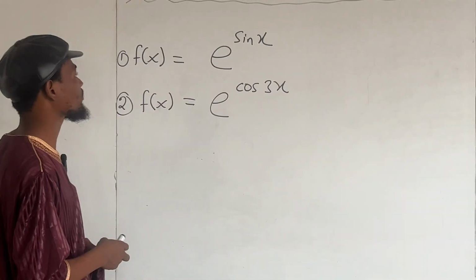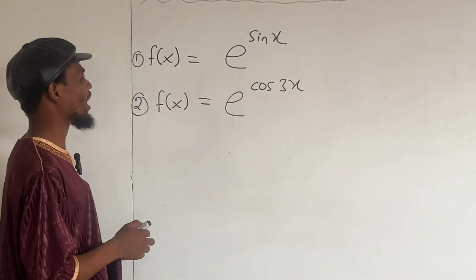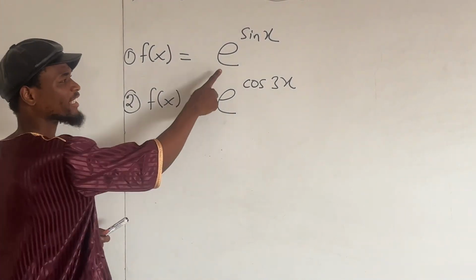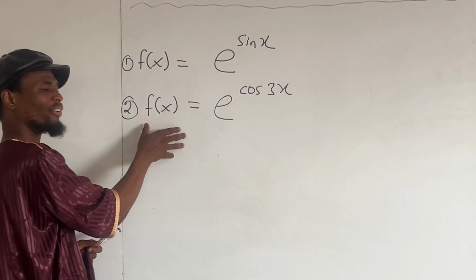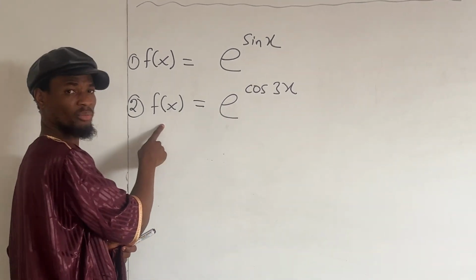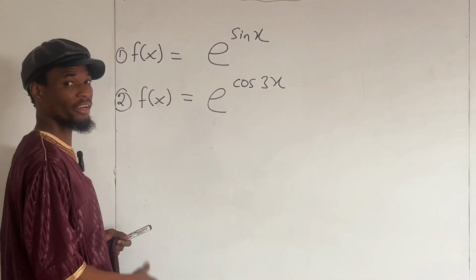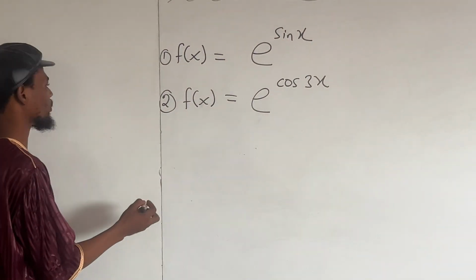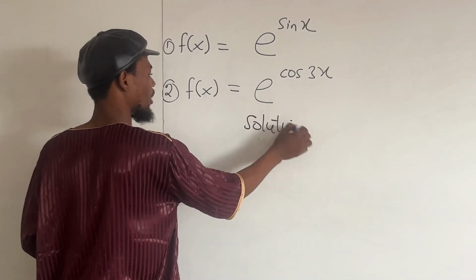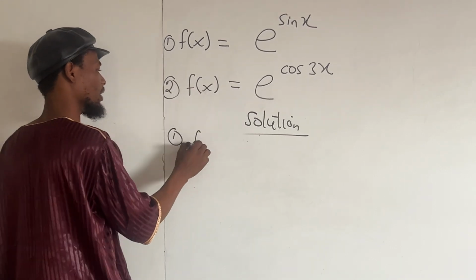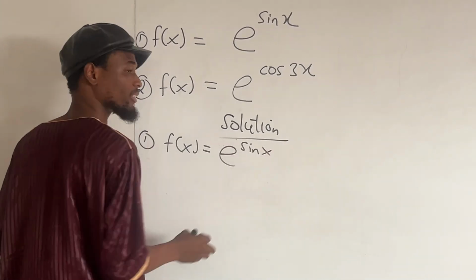So I have on the board, differentiate or find the derivative with respect to x. I have f of x is equal to exponential sine x. And the second question is, differentiate this function, which is f of x equals exponential cos 3x. Now, this question is very trivial. So the first one, I have f of x equals exponential sine x.